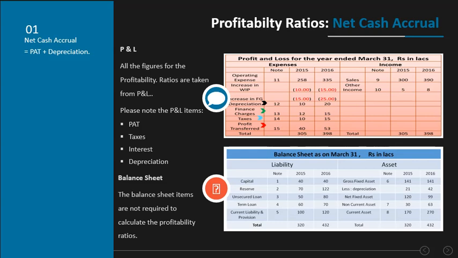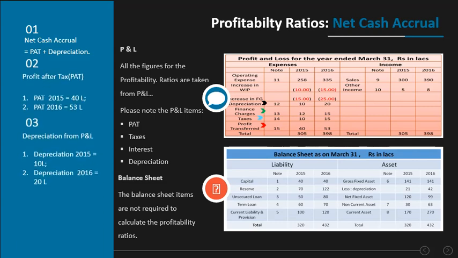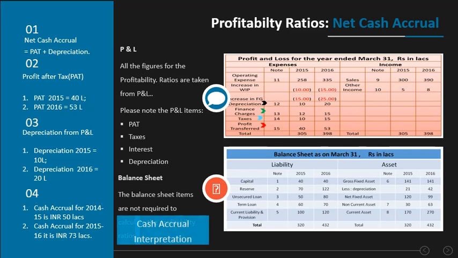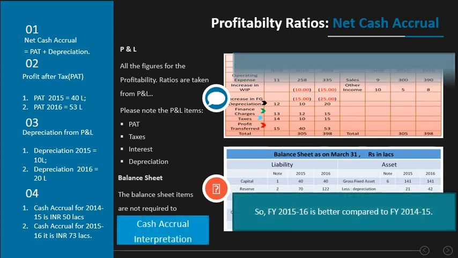From the P&L statement, we have PAT for 2014-15 as rupees 40 lakhs and depreciation as rupees 10 lakhs. Thus net cash accrual for 2014-15 equals rupees 40 lakhs plus rupees 10 lakhs, equal to rupees 50 lakhs. Similarly, net cash accrual for 2015-16 equals rupees 53 lakhs plus rupees 20 lakhs, equal to rupees 73 lakhs. The banker shall interpret this as cash accrual for 2015-16 is better compared to 2014-15.